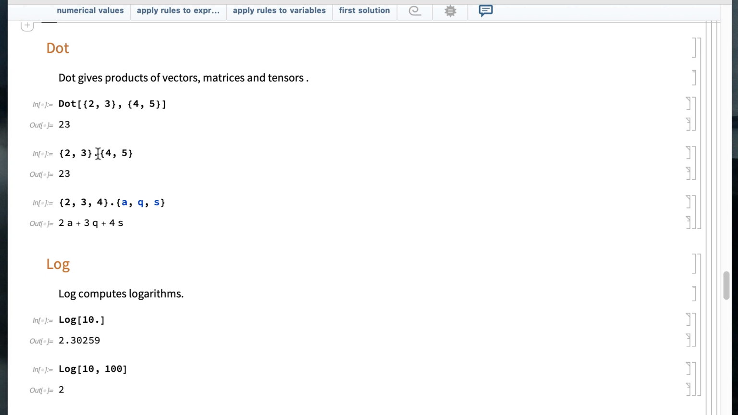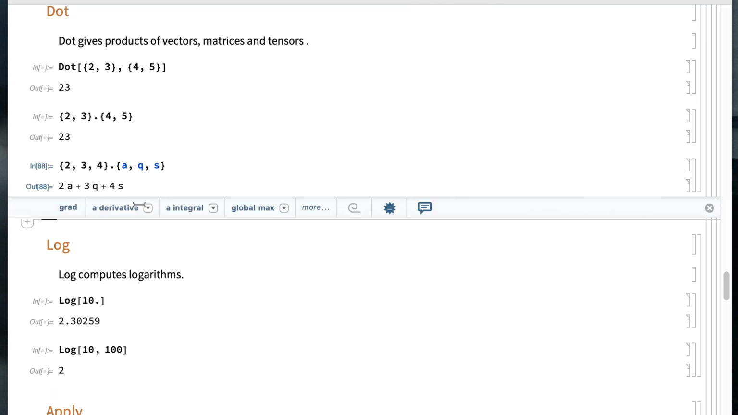Again, we don't usually write Dot. We put a little dot there. Okay, so that's a period, and that's how we write a dot product. It doesn't have to be just 2 numbers. Here I'm multiplying, or dot producting, one list by another list of symbols, and there you go.